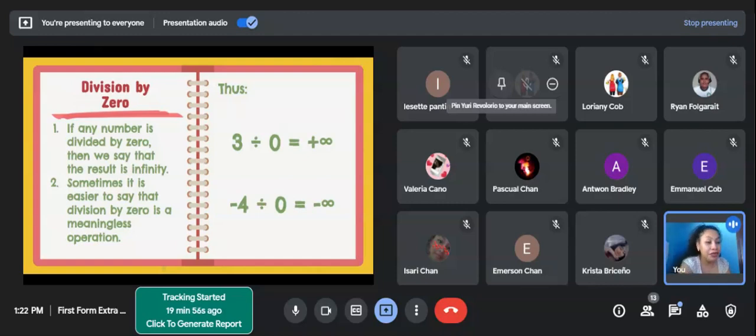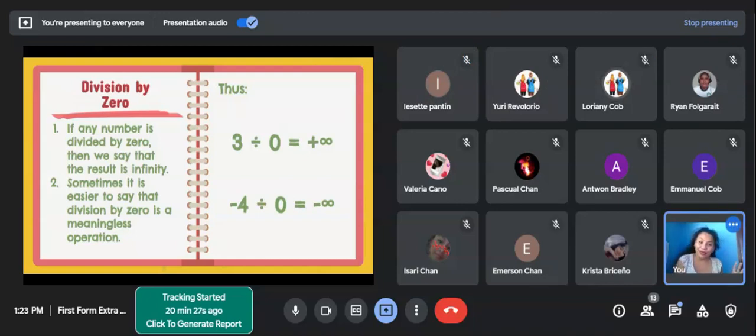If I have 5 divided by 0, that gives me infinity because there are an infinite number of groups of 0 that I can take out and take out and take out, and I can do that for infinity times. So that's why any number that is divided by 0 will give you infinity. Is that clear?